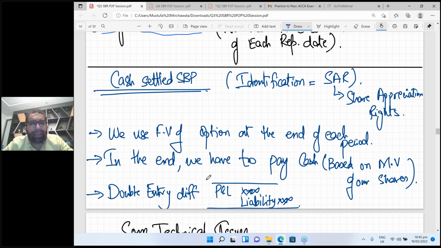Now cash settled share-based payment. In cash settled share-based payment, what is the identification tool? This is the identification tool: SAR. Normally the word SAR is written in the question, which means share appreciation rights.